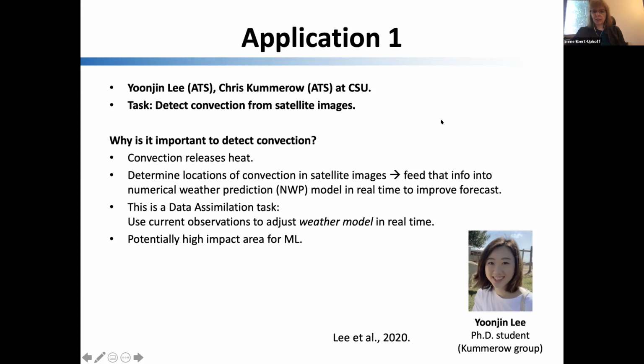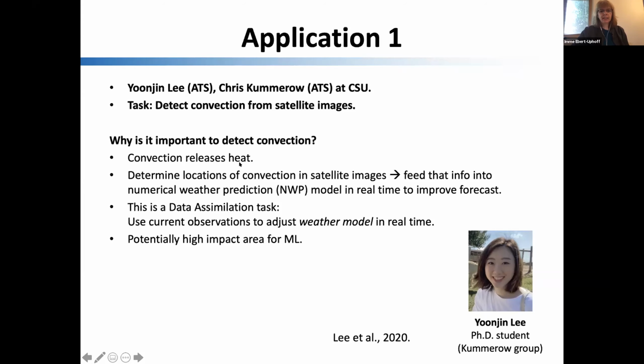So application 1 is driven by Yoonjin Lee, who is a PhD student with Chris Kumo here at CSU. And her project is to detect convection from satellite images. So just as a little bit of background, why is it important to detect convection?